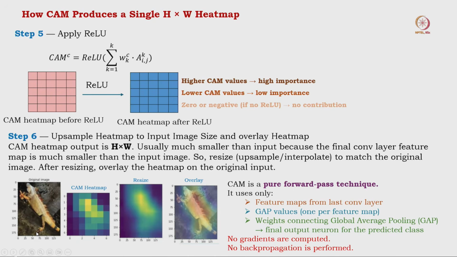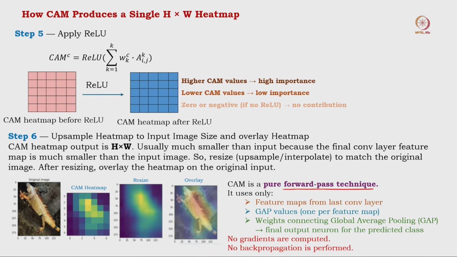CAM is a pure forward pass technique only. No gradients are computed, no back propagation, nothing. During training of the CNN model you have back propagated, updated the weights and the kernels; all of those are done during training. In testing, you just pass the input image through the forward pass. By the end of the forward pass, we get the prediction for that particular input. Whatever the prediction, you take the weights of only that class.